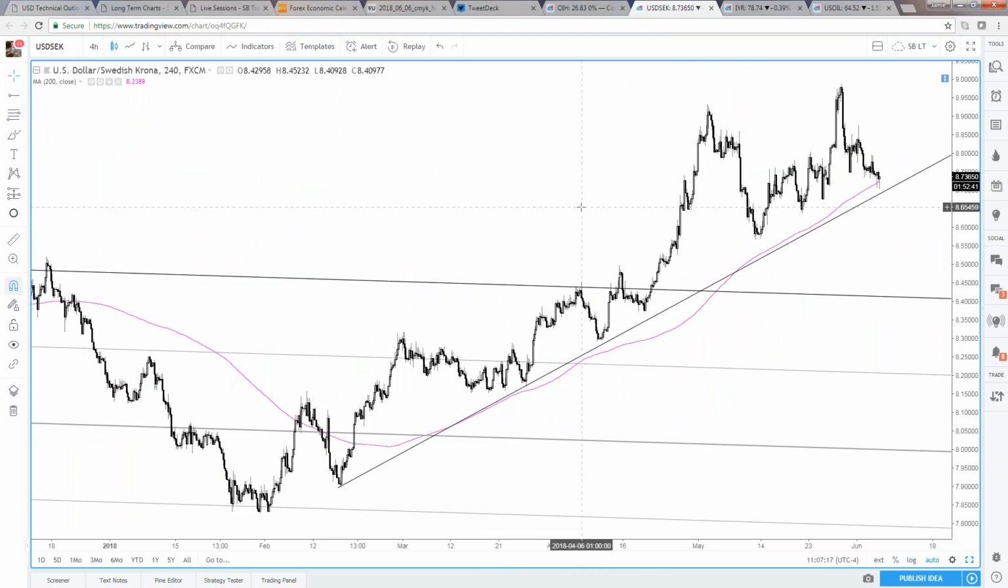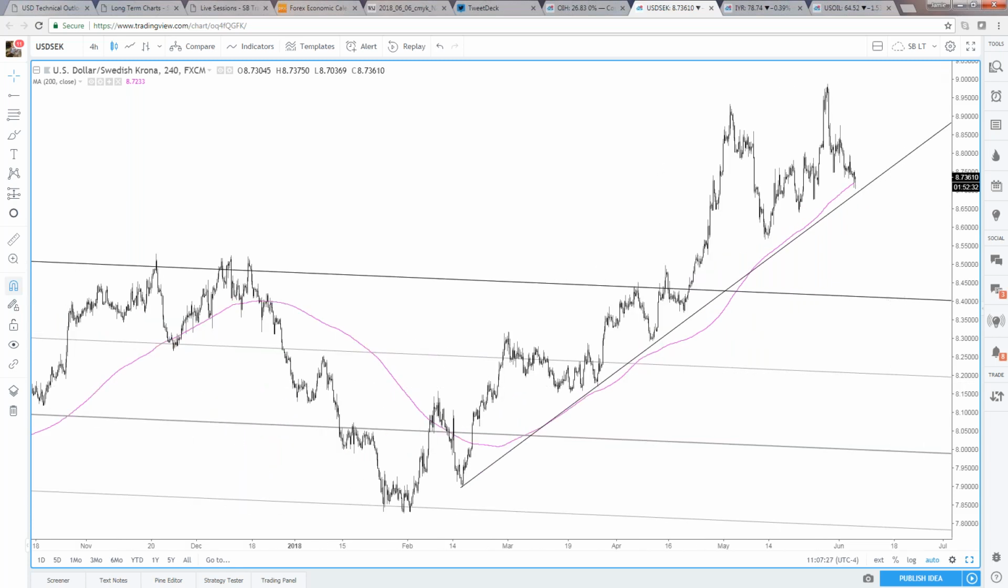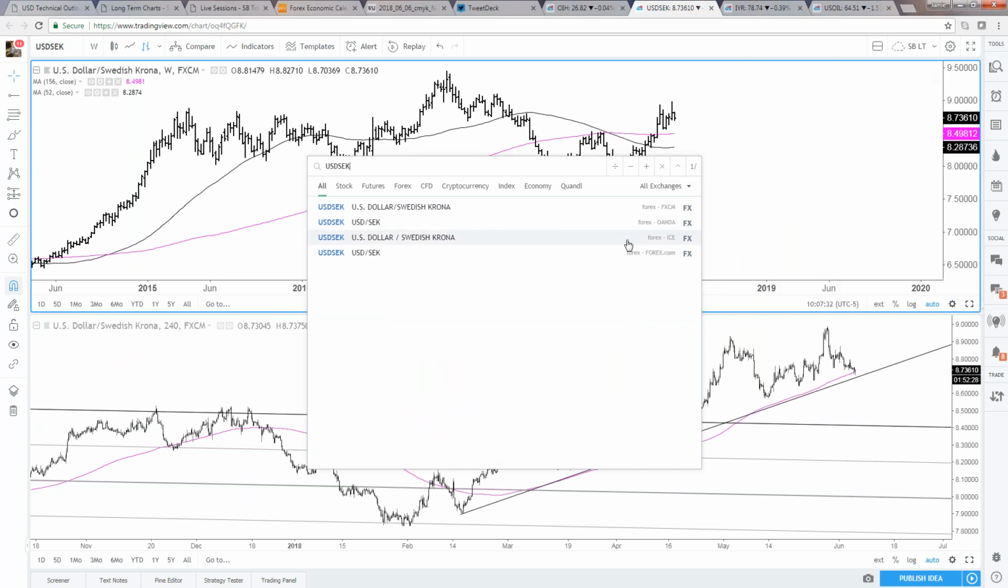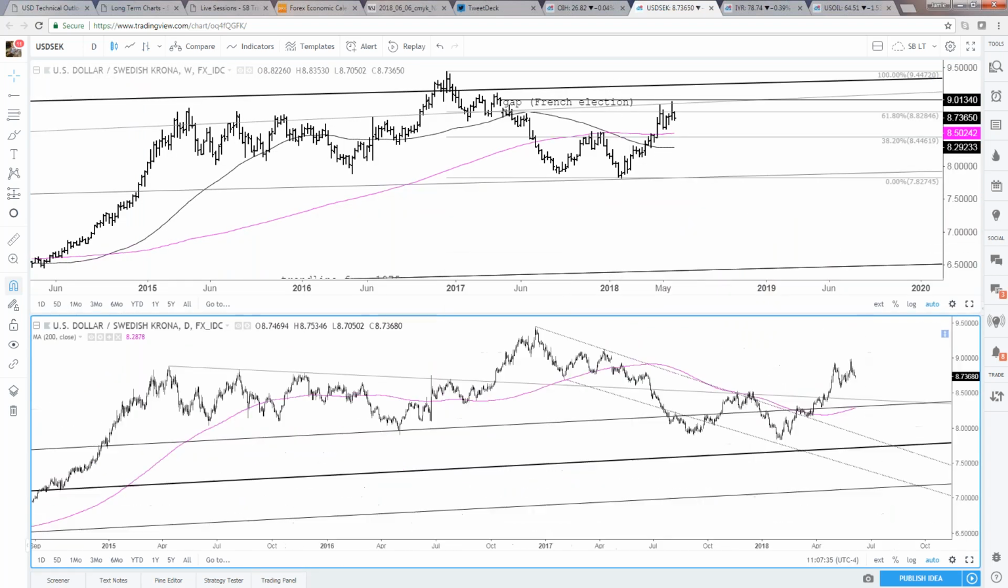So dollar SEK is coming into a trend line right now. This is the 4-hour chart. You do have a little bit of maybe a bounce right here, but I would be looking for this to break down again because we have come into just such a huge level. All right, here's the chart from that report.